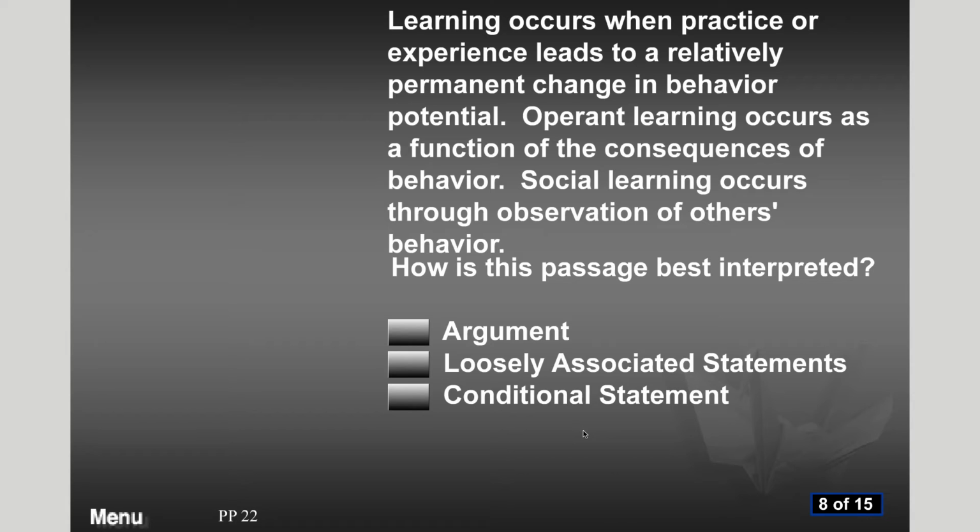Learning occurs when practice or experience leads to a relatively permanent change in behavior potential. Operant learning occurs as a function of the consequences of behavior. Social learning occurs through observation of others' behavior. So how is this passage best interpreted? Learning occurs when practice or experience leads to a relatively permanent change in behavior potential. That doesn't seem to be what this is saying. Why operant learning? Now we seem to be talking about something different.